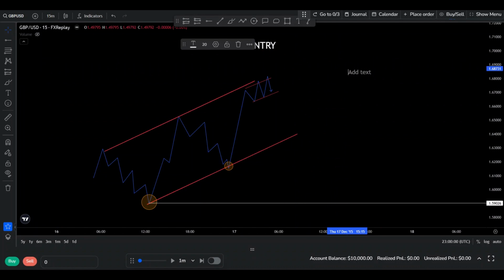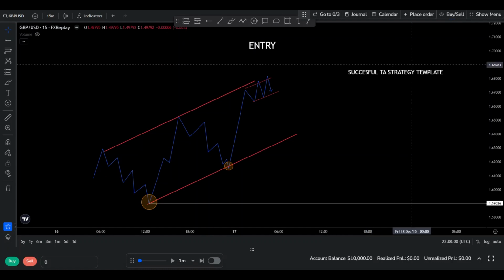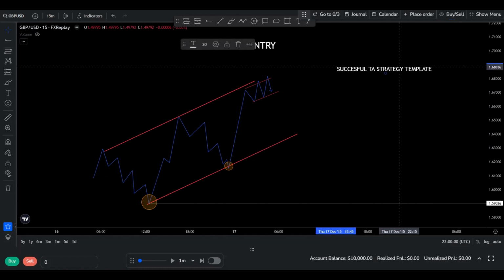I call it the template for successful technical analysis strategy. Sorry if I'm not spelling successful properly. Successful TA template. Every successful technical analysis strategy has this template.